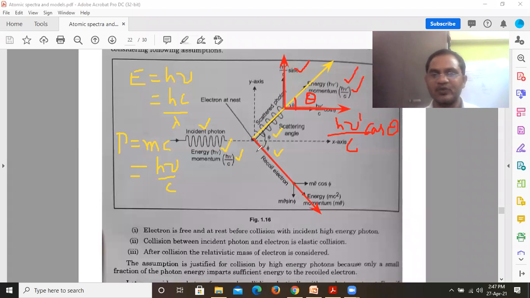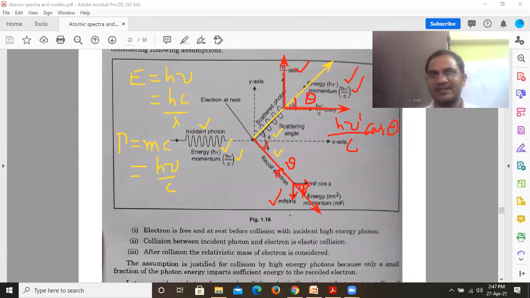Next, this is the direction in which the recoil electron is moving. Since here the angle is phi, you can imagine this angle here is also phi. It is also resolved into two components. The electron is moving with speed v in this direction. Then the momentum of the electron would be m into v. Resolving into two components, the x component is mv cos phi, and the y or vertical component is mv sin phi.